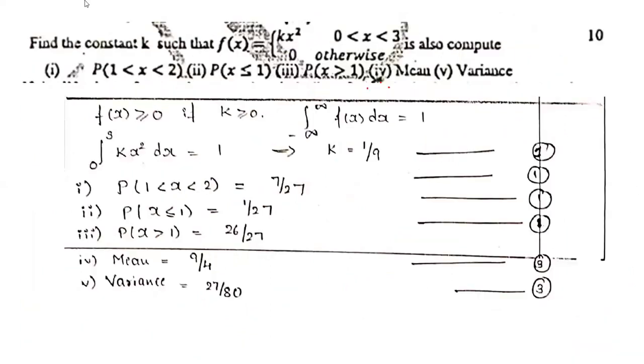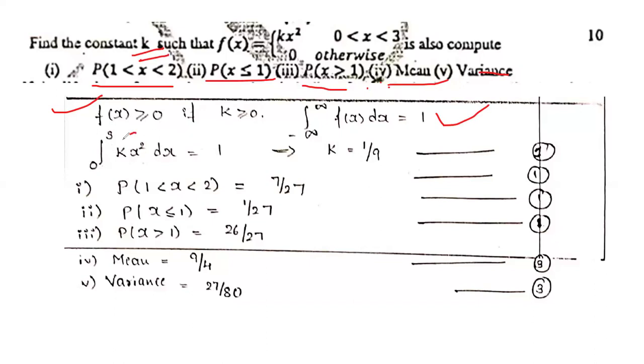Second one, you can just refer. Find the constant k such that f of x is given as k into x to the power 2, for 0 less than x less than 3, then 0 otherwise. So these are the conditions. Find P(1 less than or equal to x less than or equal to 2), P(x less than or equal to 1), P(x greater than 1), mean and variance. Given f of x greater than or equal to 0, you have to define k greater than or equal to 0. So the integral from minus infinity to infinity of f of x dx will be equal to 1. Okay, so same principle you apply here.